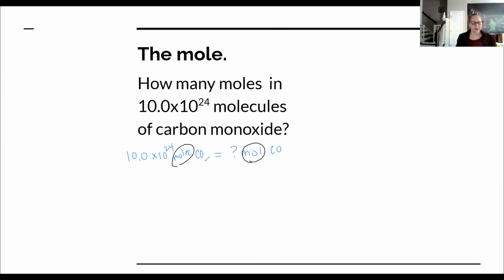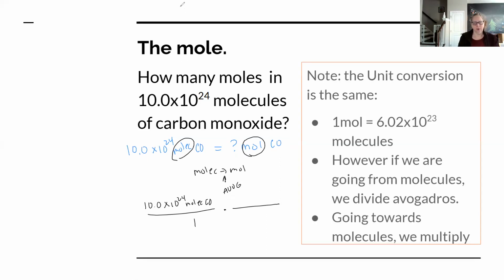Carbon dioxide and carbon monoxide and hydrogen gas. Molecules is the base unit. So we are only going directly from molecules to moles. We do not need to do another step in there. We can just use Avogadro's to go from molecules of a molecule to moles of that substance. Known over 1, 10.0 times 10 to the 24 molecules of carbon monoxide times 1 unit conversion, because we have 1 arrow, which goes where? What is Avogadro's number? Avogadro's number is 1 mole is equal to 6.02 times 10 to the 23rd molecules.